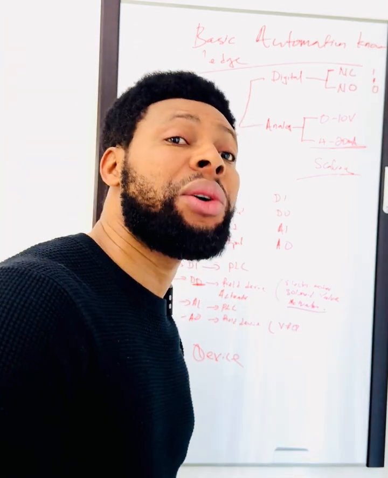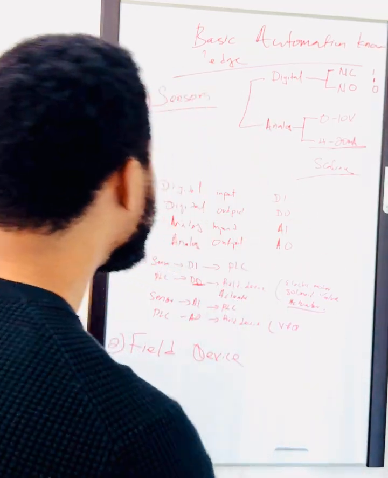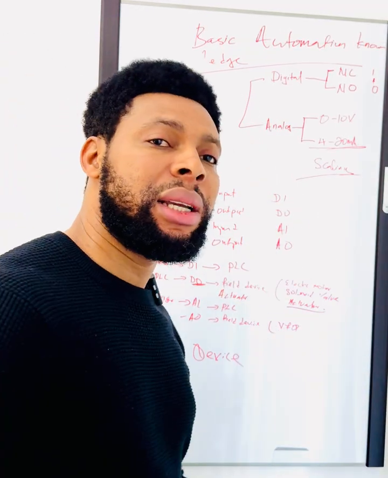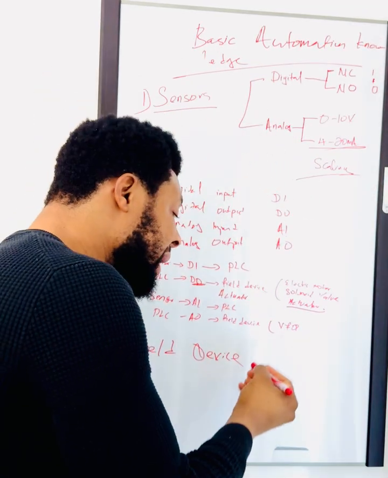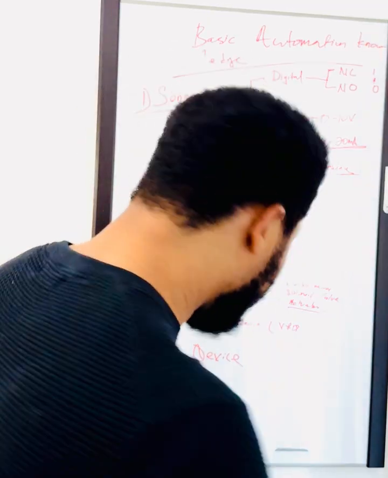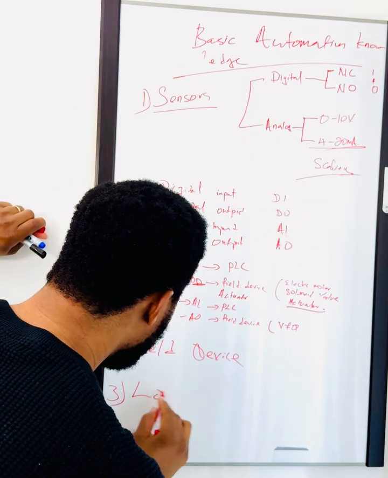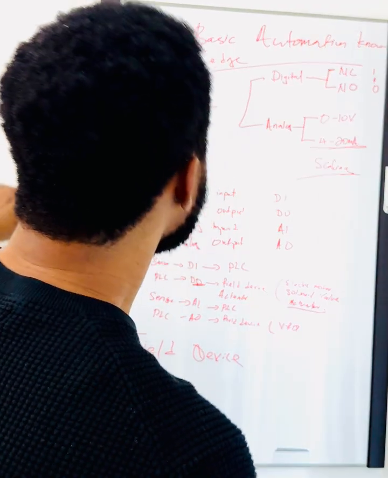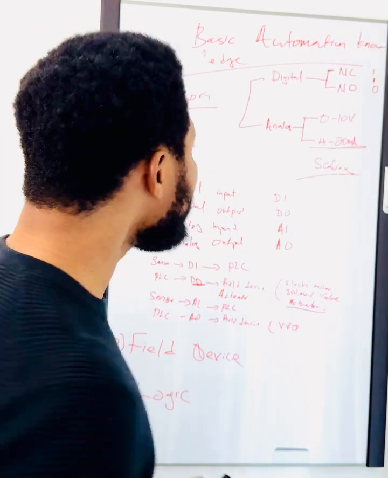The sensors are going to read something. When they read, they will send it to the PLC. The logic of the PLC will now actuate the feed device. So the third thing is the logic, which is your PLC logic. These are the three things that you need to understand.